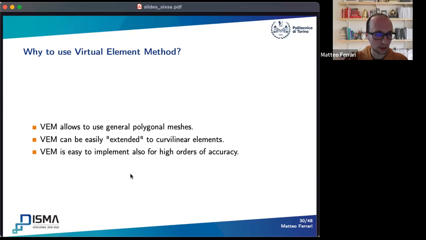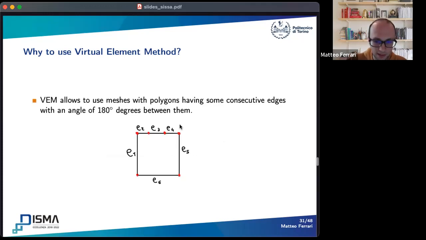These are common reasons. A hidden one that, however, is very useful in our context is the following: VEM, virtual element, allows us to use polygons with consecutive edges with an angle of 180 degrees between them. Like in the figure, this is a square, but we can see this also as a hexagon with three consecutive edges here on the same line. This is useful in our situation, and I will explain in the end why.